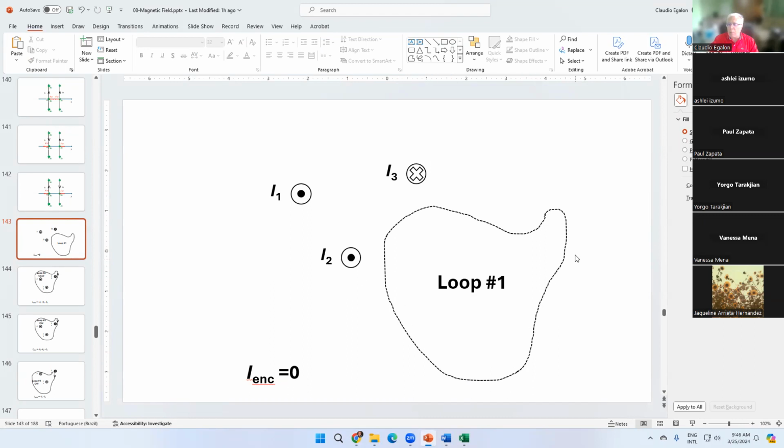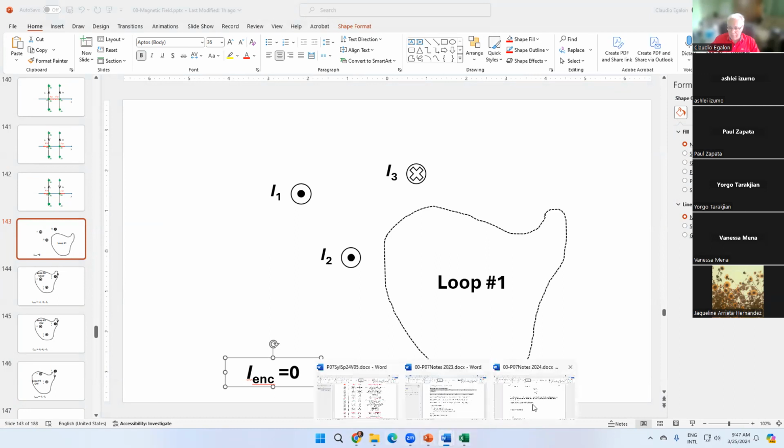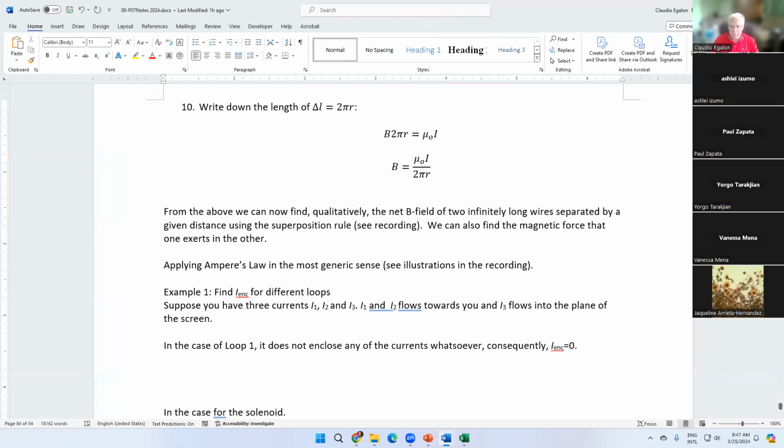And then suppose that I choose this arbitrary Amperian loop that I call loop number 1, okay? What's going to be the net current passing through this loop right here? This loop does not enclose any current whatsoever. Consequently, the enclosed current is going to be equal to 0. So that's what we have for this one. Example 1.